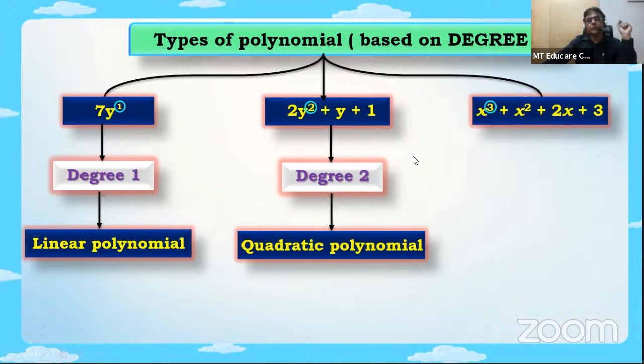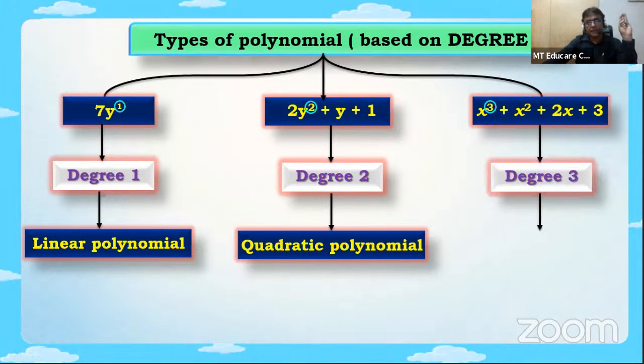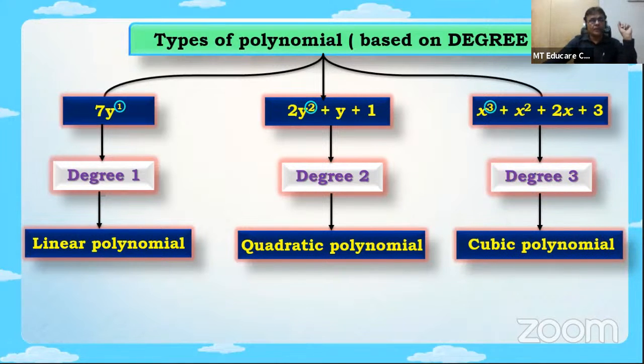Look at the third one, students. Power is 3, it means degree is 3. The highest power is 3, therefore it is called a cubic polynomial. I repeat, degree 1 linear, degree 2 quadratic, degree 3 cubic. If they say terms, then monomial, binomial, trinomial. Now look at the second one.